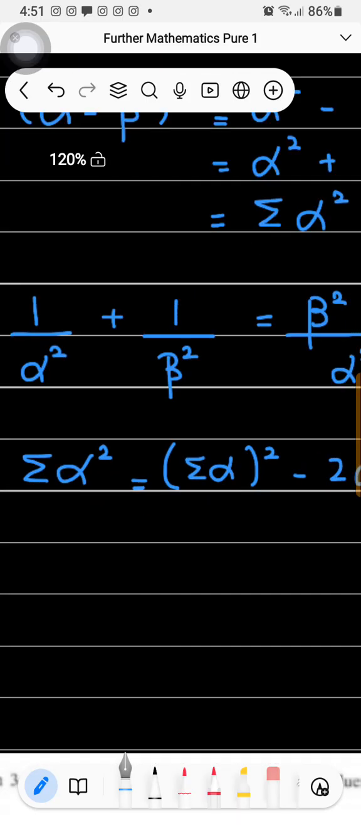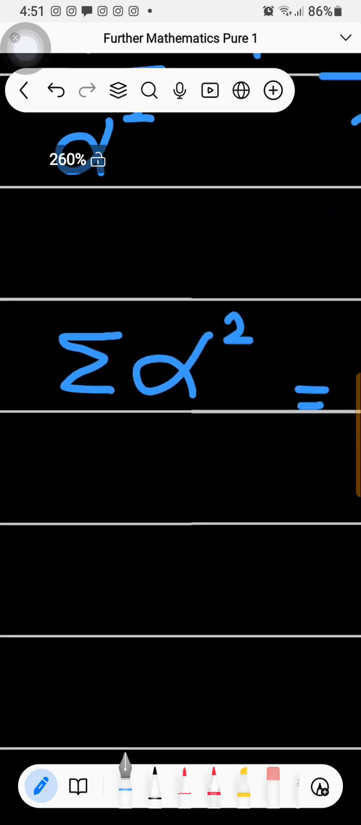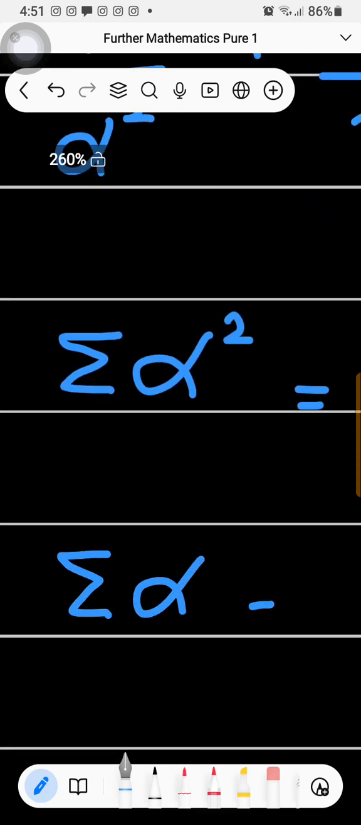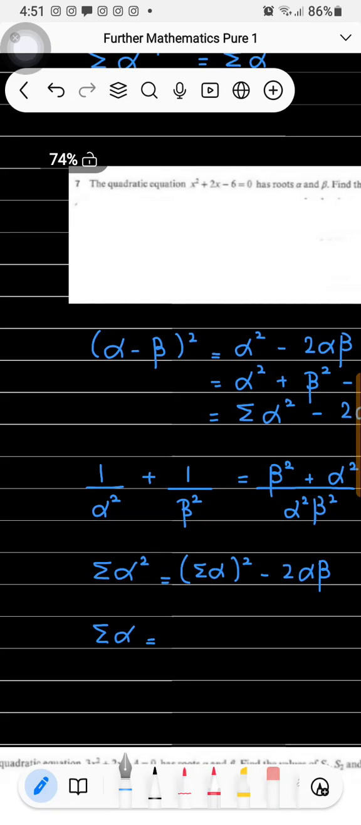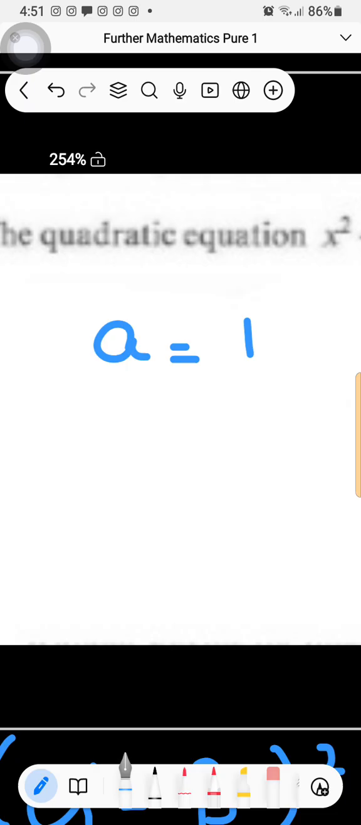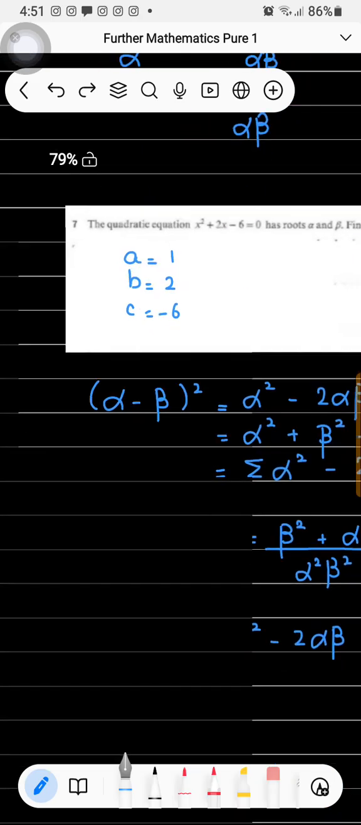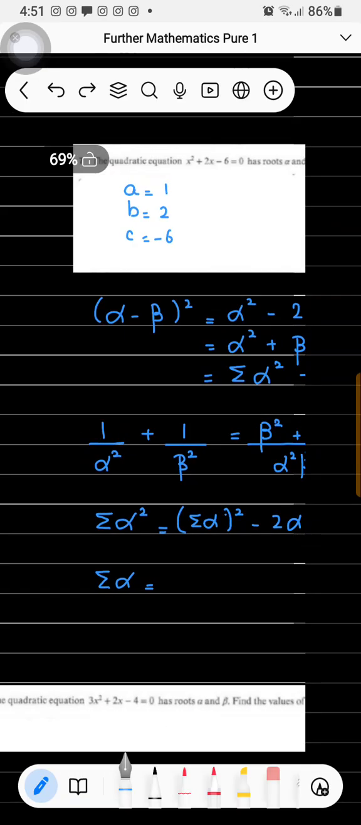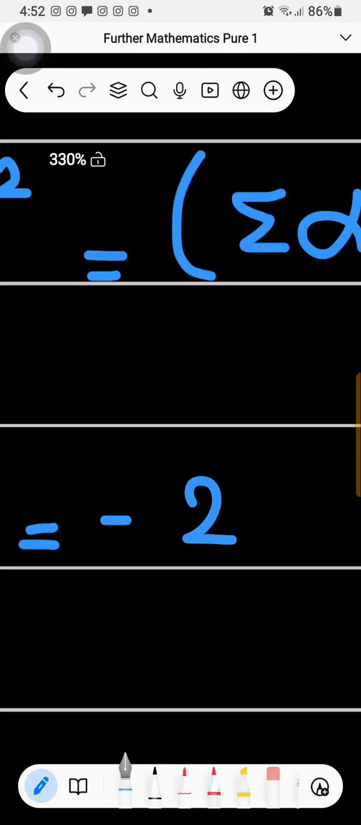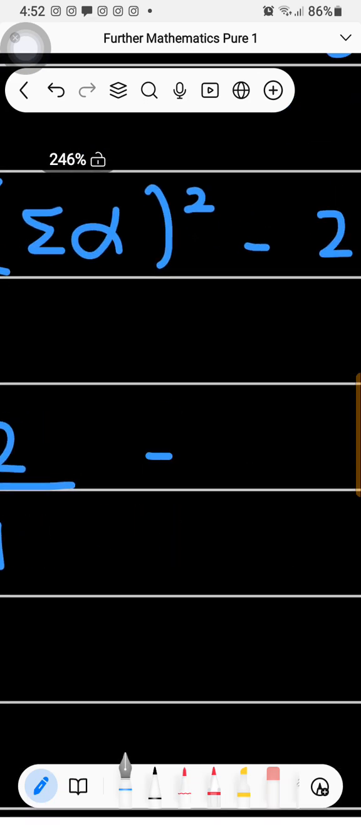Okay, so for this we will find sum of alpha. Let's first get what a, b and c are: a equals 1, b equals 2, and c equals minus 6. For sum of alpha we have the formula negative b upon a. We know this. B is 2, so negative 2 upon a, which is 1. So sum of alpha is equal to negative 2.